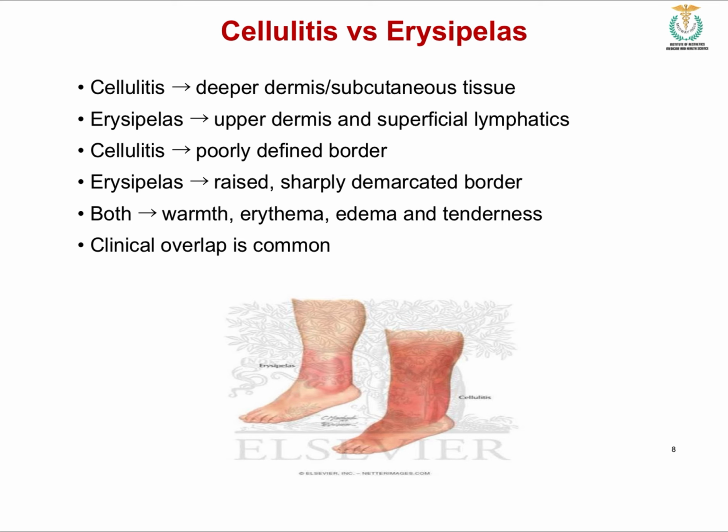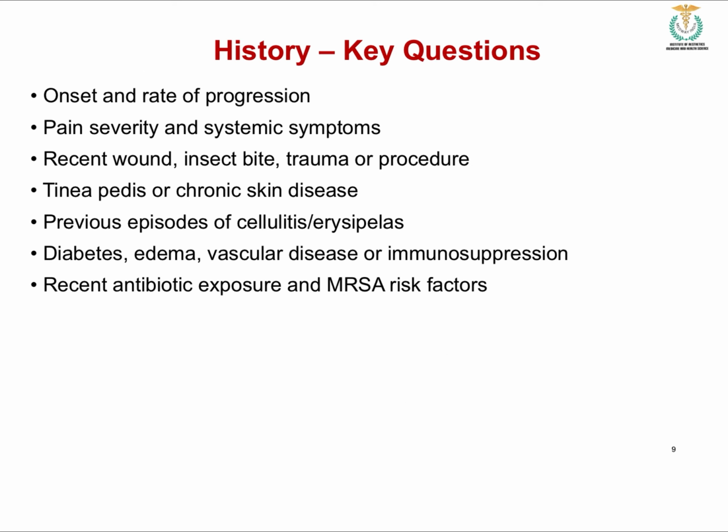Now, the history key questions. History taking is extremely important in such cases. First, ask the patient when the symptoms started. Cellulitis and erysipelas often develop relatively rapidly. So ask whether the redness is progressing quickly. Then ask about the fever, chills, weakness, or other systemic symptoms.